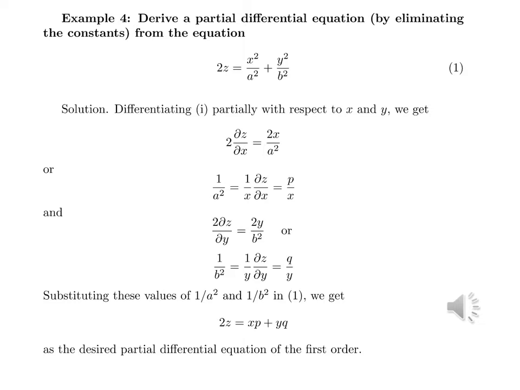So this forms an equation, and in a way this eliminates a and b. So finally, when you substitute, solve and reduce, we get 2z is equal to xp plus yq. So this is the desired partial differential equation of first order.